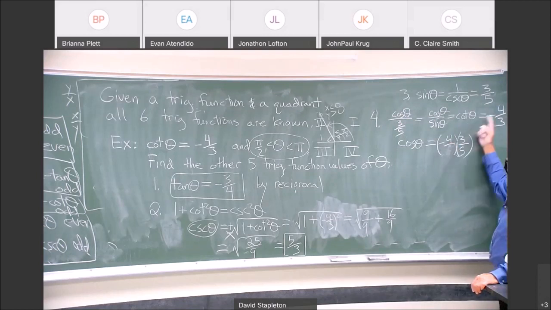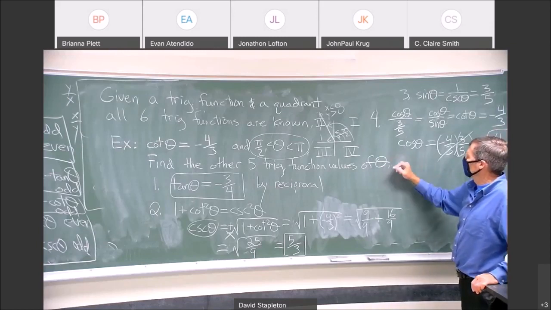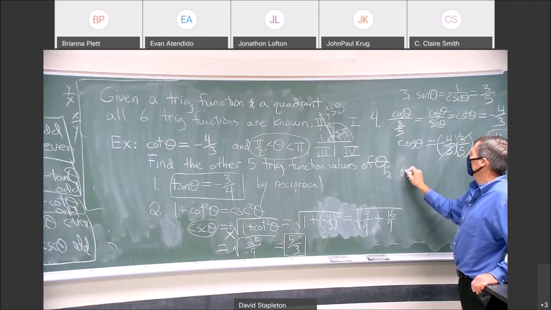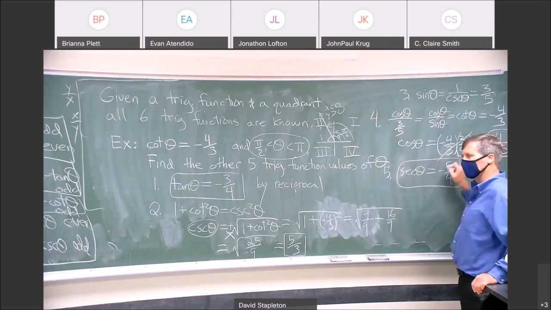This is -4/3, I miswrote it. Now the 3's cancel, and I get -4/5. There's cosine. Once I have cosine, I know immediately secant. This would be the last one, 5. And secant theta is the reciprocal of cosine, which is -5/4. There it is, all 5 other trig functions.